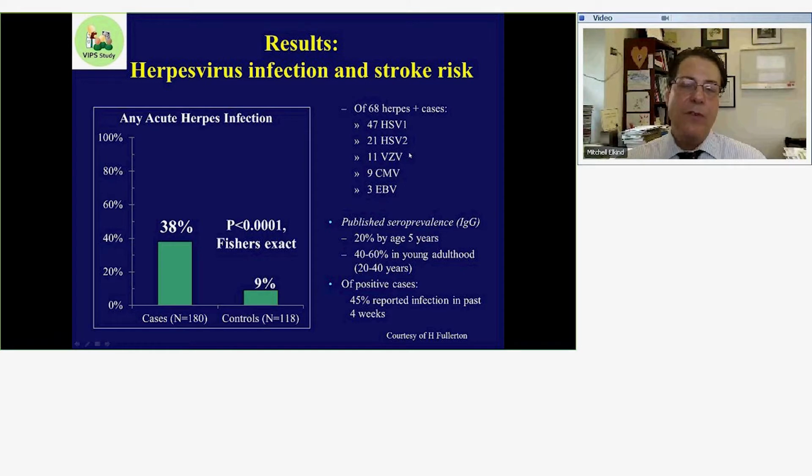Interestingly, about half of those who had evidence of infection serologically did report a history of infection recently as well. And so that means that a lot of them probably did have an infection, but also might mean that some of these infections could be subclinical and yet still be associated with subsequent vascular injury and stroke risk.